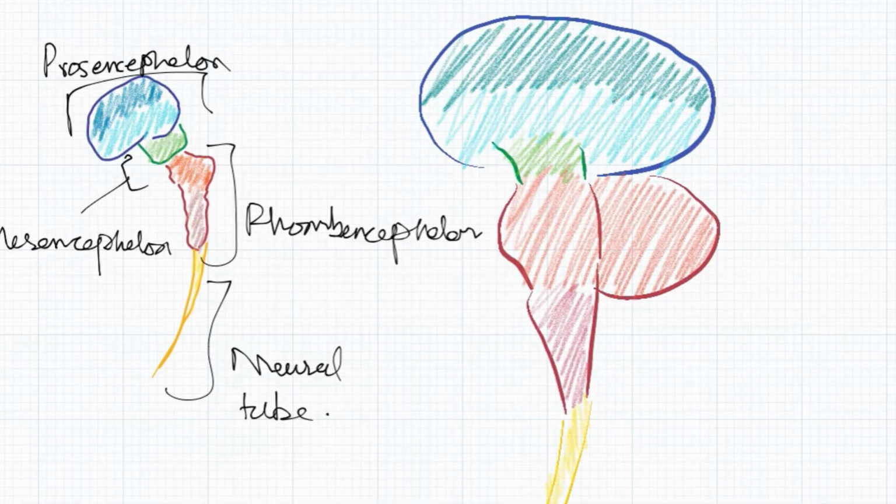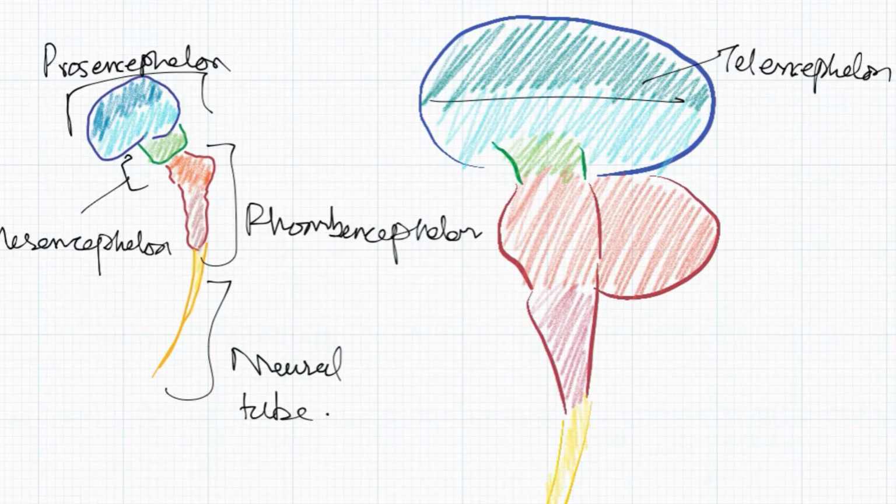Now, prosencephalon consists of two subdivisions: telencephalon and diencephalon. Telencephalon will make the upper part of the cerebrum, and diencephalon will make the bottom part of the cerebrum. The mesencephalon will make the midbrain.